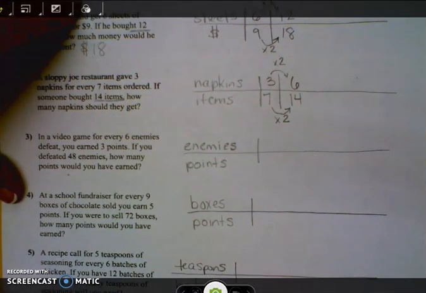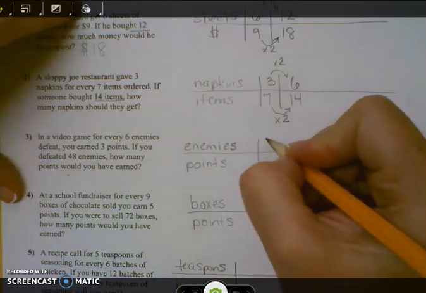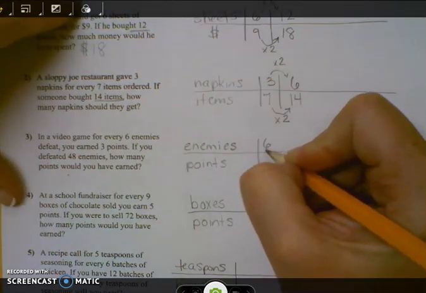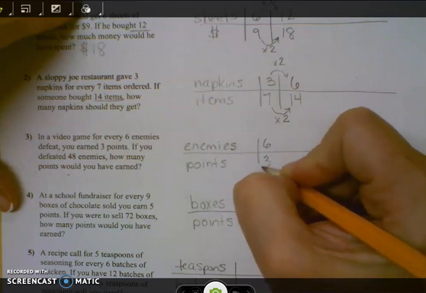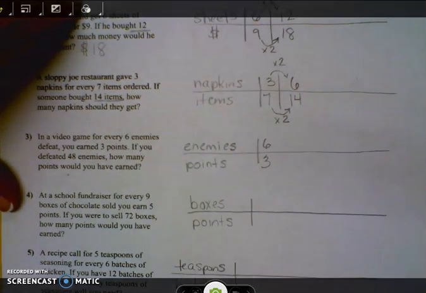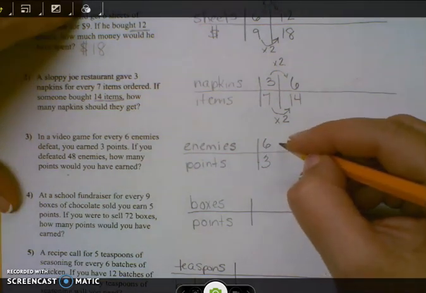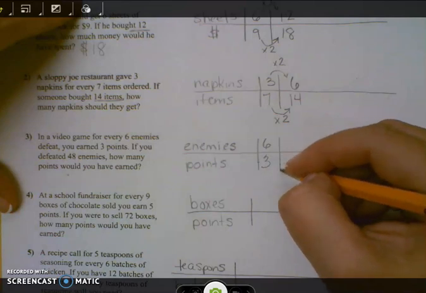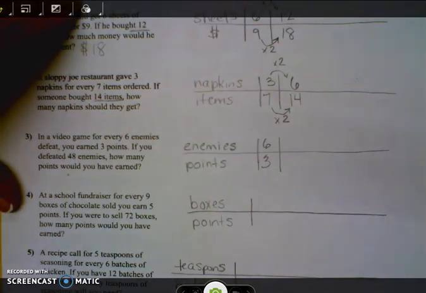In a video game, for every 6 enemies you defeat, you earn 3 points. So my ratio is enemies to points. For every 6 enemies, I score 3 points. And I'm going to defeat 48 enemies. Okay. All right, I know that I need to make my ratio larger.